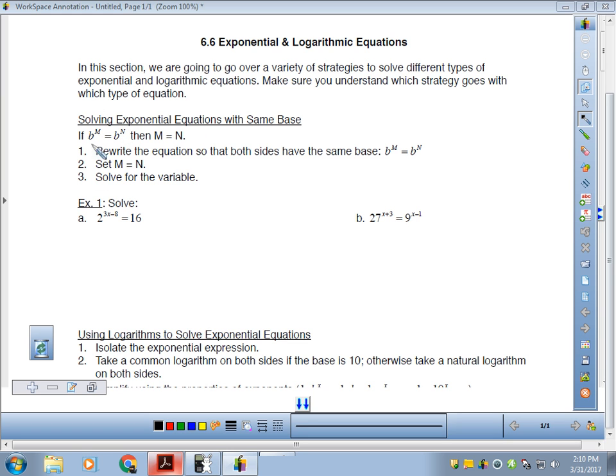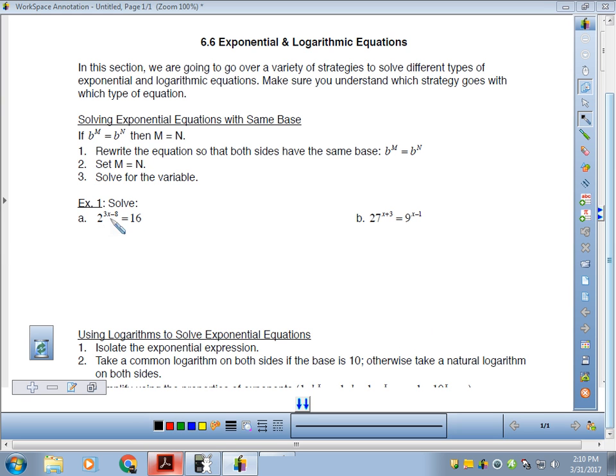And so the steps we follow with these ones is, first off, rewrite the equation so that both sides have the same base, then set the exponents equal to each other, and then solve for the variable. And if you can do this, you want to do it because those equations are usually pretty easy to solve. So let's look at some examples of this.